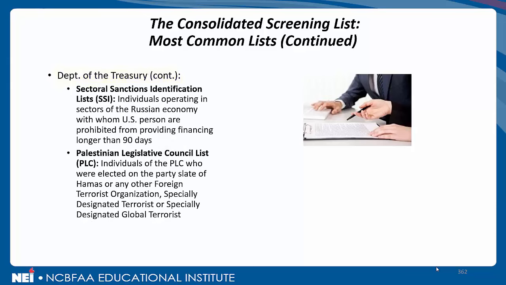Some more Treasury. Sectoral sanctions identification list. Individuals operating in sectors of the Russian economy, we talked about this, oil and gas, energy, with whom U.S. persons are prohibited from providing financing longer than 90 days. Palestinian Legislative Council list. Individuals of the PLC who were elected on the party slate of Hamas or any other foreign terrorist organization, specially designated terrorist or specially designated global terrorist. That's not a good list. None of these are good, but that one sounds especially not good. These are Treasury lists that can be screened through the consolidated screening list.